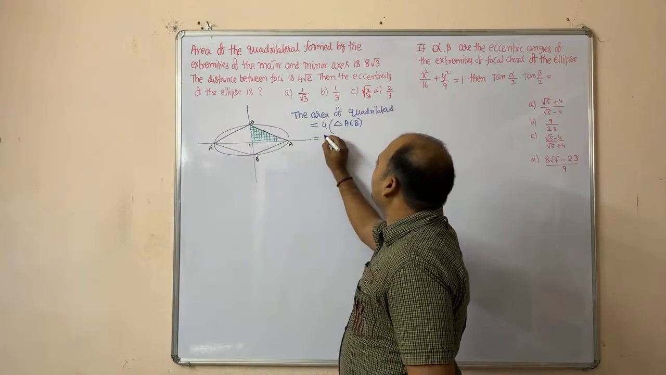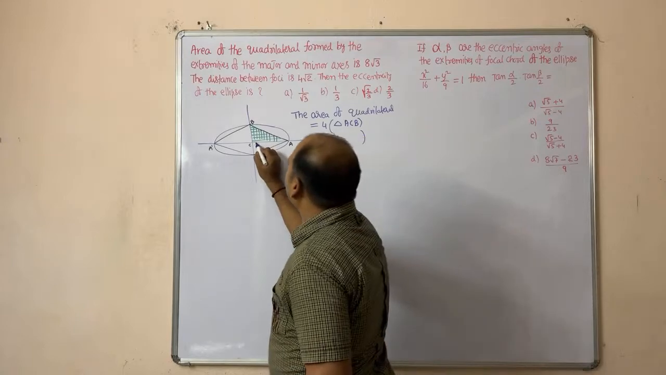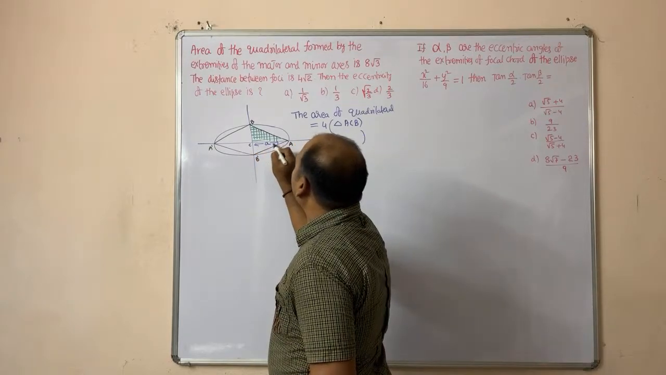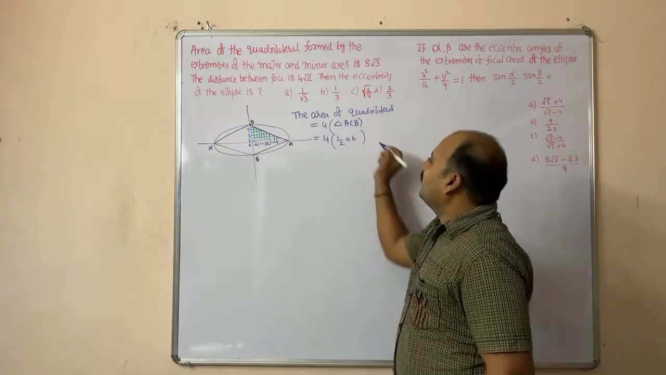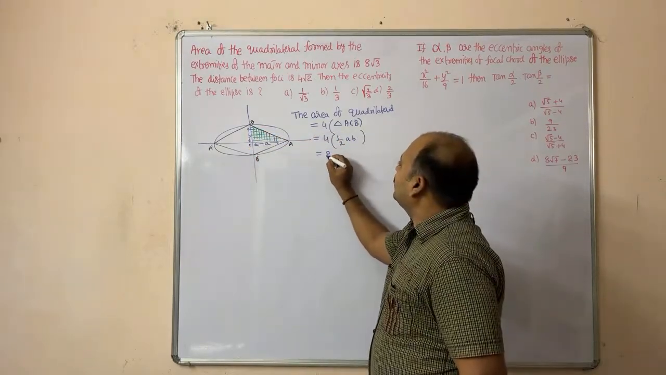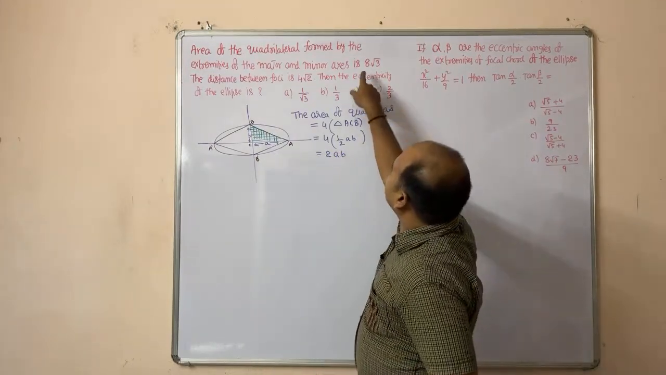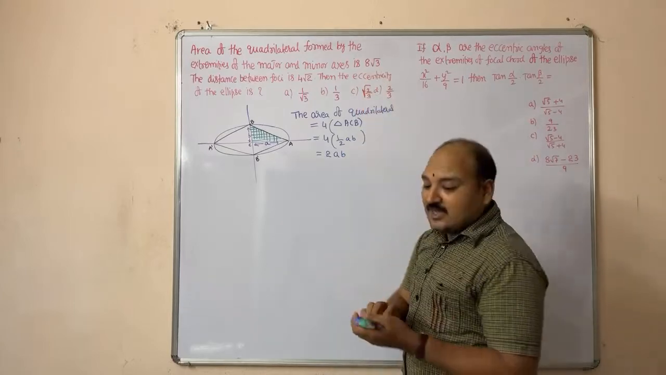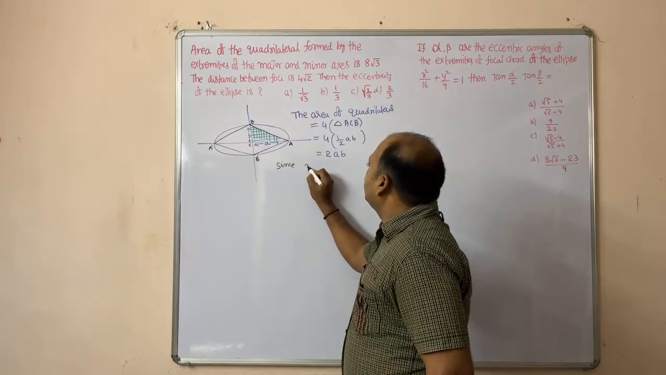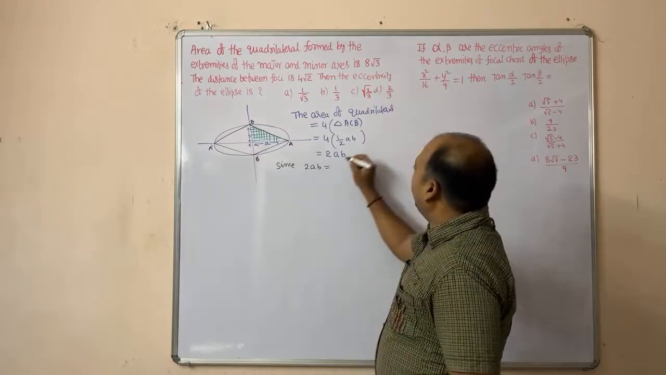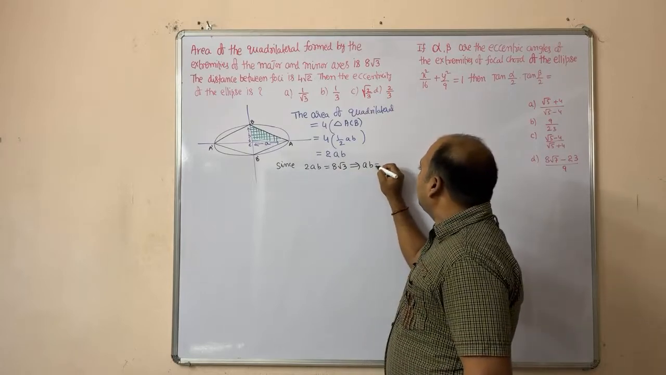Anyway, both are same. 4 times half into, we know that from here to here distance is a, from here to here distance is b. So half ab only, no? So it should be equal to 2 times ab. But the area of quadrilateral is given as 8√3. Clearly they mentioned it, dear students. Since 2ab is equal to 8√3, if you simplify this, ab is equal to 4√3.